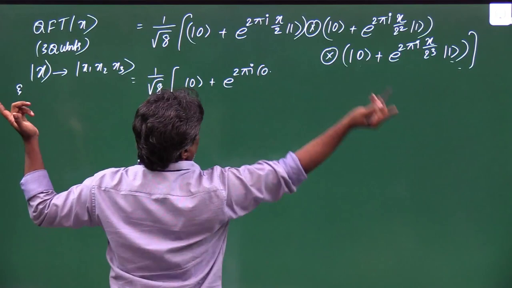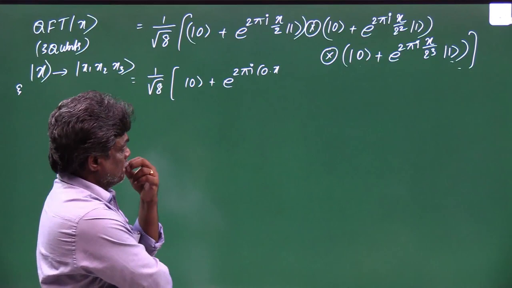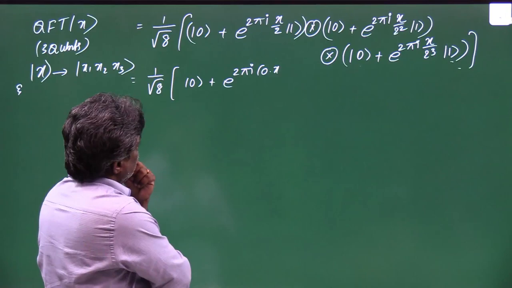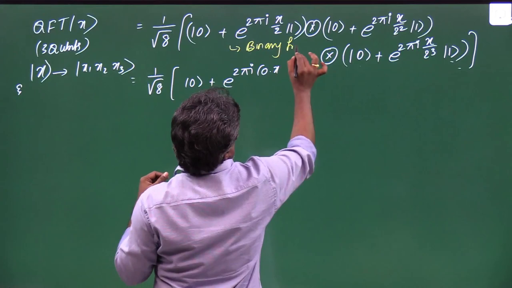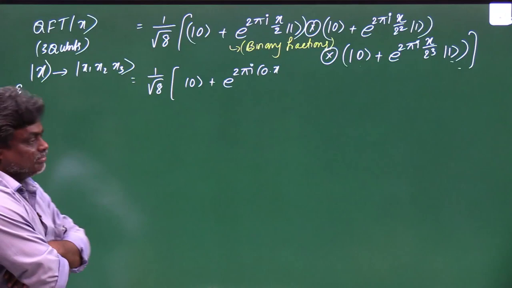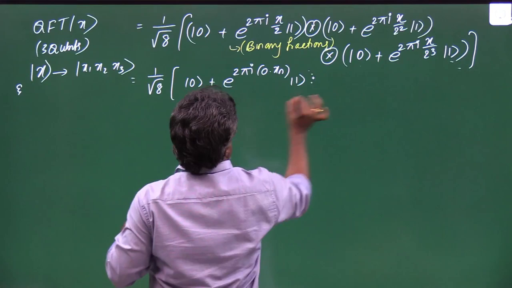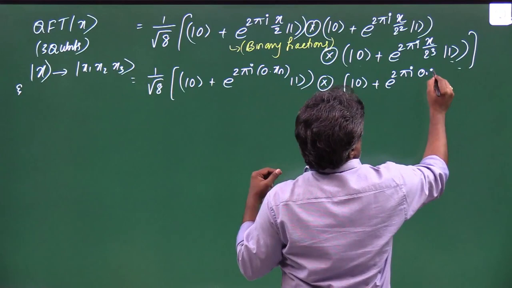Sir, you can make one beautiful notation in your video. Here, you can write the top equation that you wrote in the decimal format, and below it the binary fraction, so that they know what you are saying. It will be 0.x because it's a binary fraction. Okay, got it. Then xn ket 1, and ket 0 plus e raised to 2 pi i 0.x2, sorry, xn.